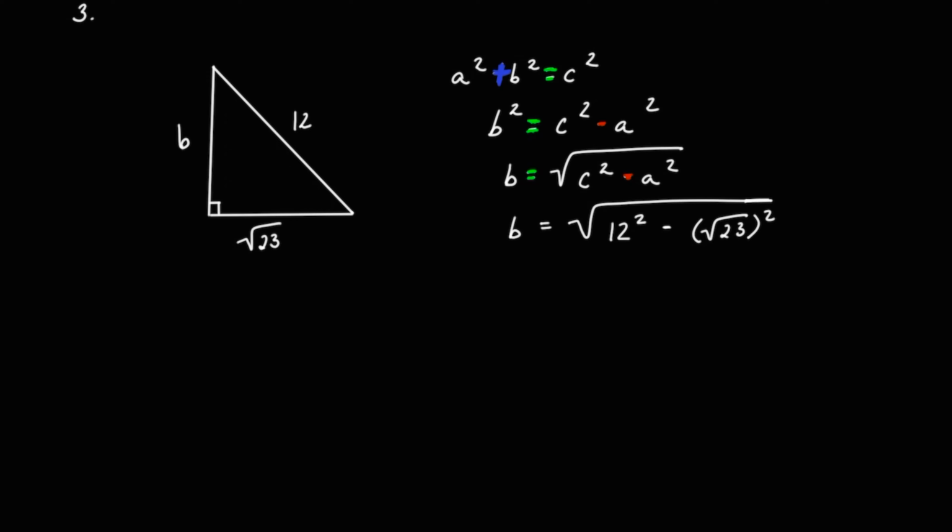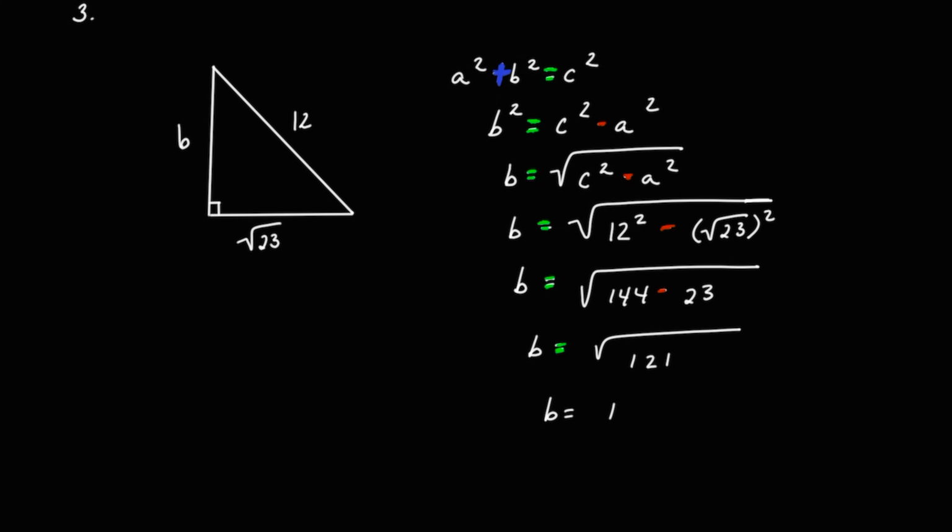we end up with b equals the square root of 144 minus 23. So then we have b equals the square root of 121. And if we've gone over our flashcards for the square roots, we know that the square root of 121 is 11.